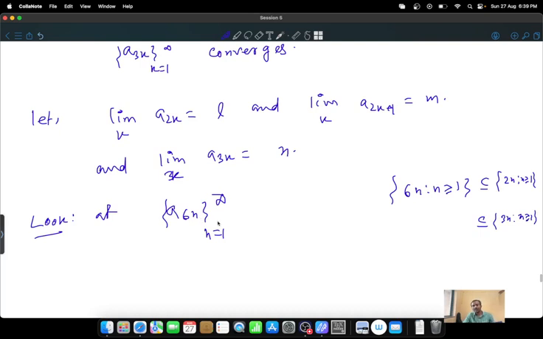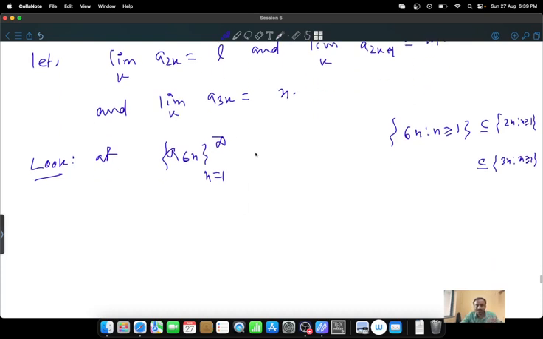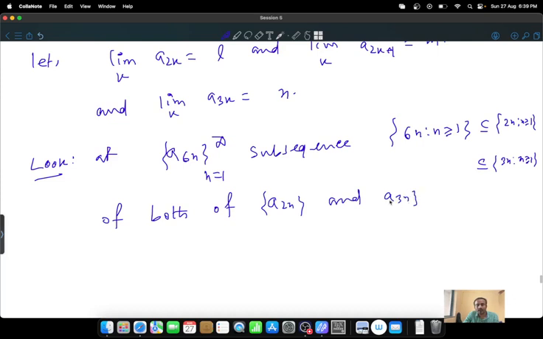Not only 3, you can take any scalar multiple of the LCM of 2 and 3. So this problem has a general version where you can replace 2 and 3 by any numbers. Anyway, if you look at this, that is a subsequence of both A2n and A3n, and if a sequence converges, you know that all its subsequences converge to the same limit.